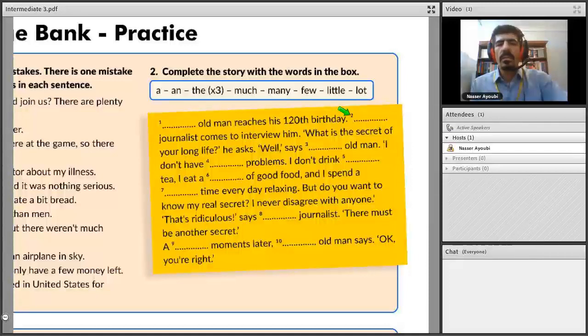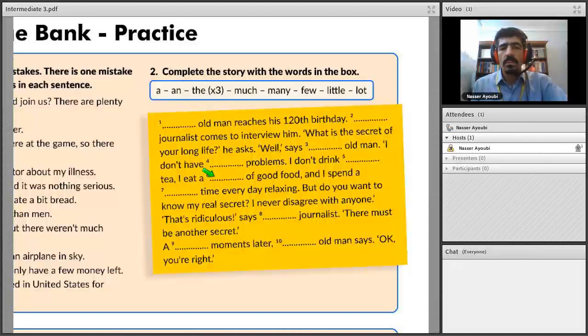What's the secret of your long life? he asks. Well, says the old man, I don't have many problems. I don't drink much tea. I eat a lot of good food, and I spend a little time every day relaxing.